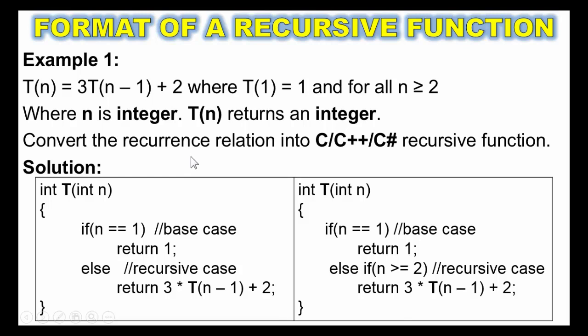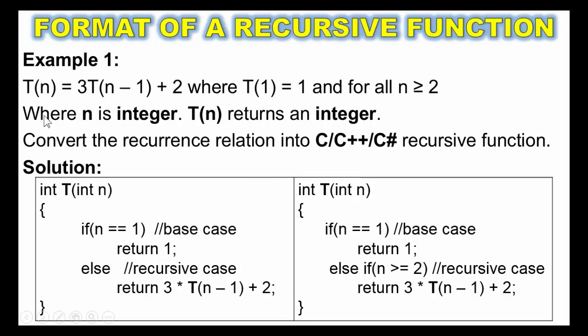The solution. We write the return data type of the function t of n, which is an integer, based on the given. Next, the input of the function t is n, which is an integer. Thus, we write int n as formal parameter. The body of the function is delimited by open and end curly braces. The condition, function t at 1 is equal to 1, is the base case. So we write if n is equal to 1, return 1.